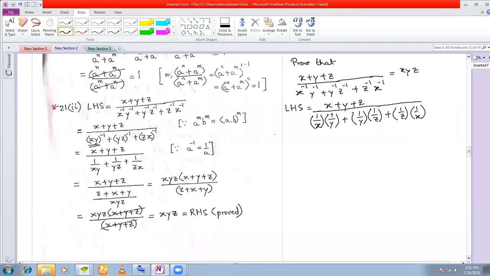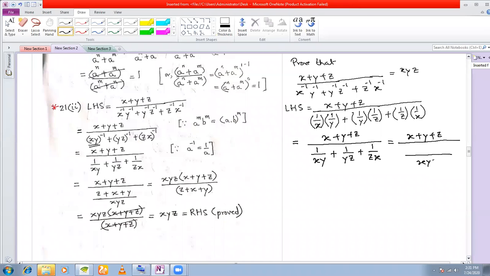Next, what I do is I take the LCM in the denominators. Numerator, keep it as it is. Take the LCM in the denominators. Let me just write in a convenient manner as a single fraction: 1 by xy plus 1 by yz plus 1 by zx. Now I'll take the LCM. xyz is my LCM.